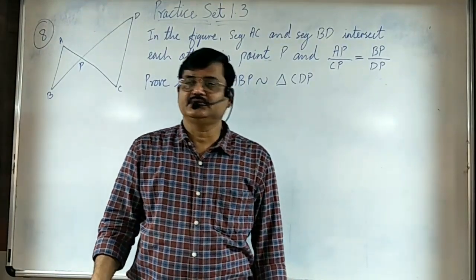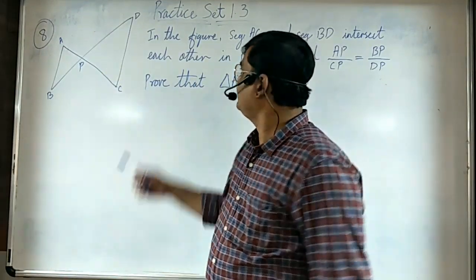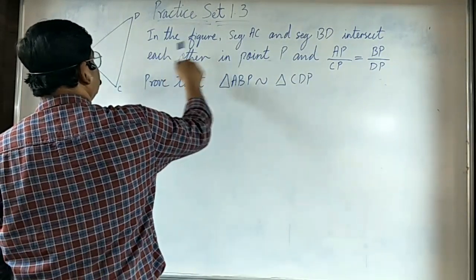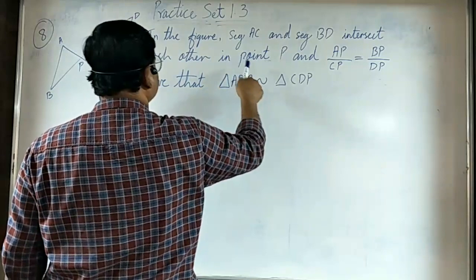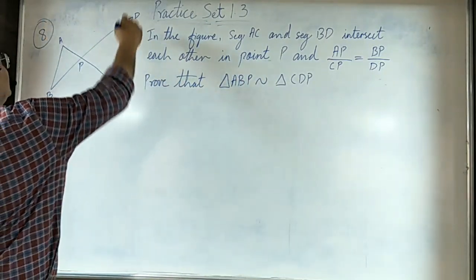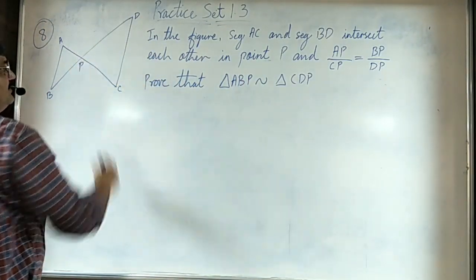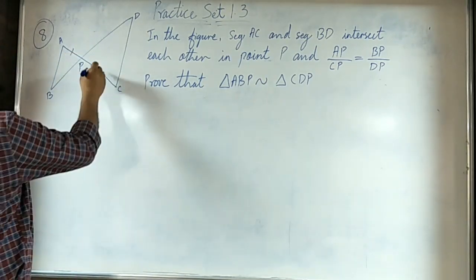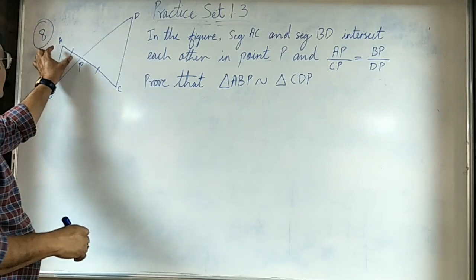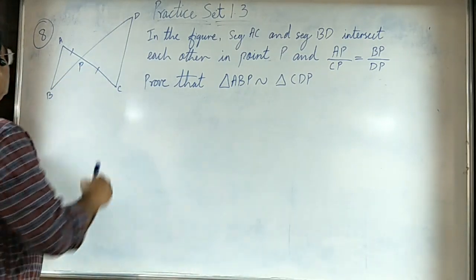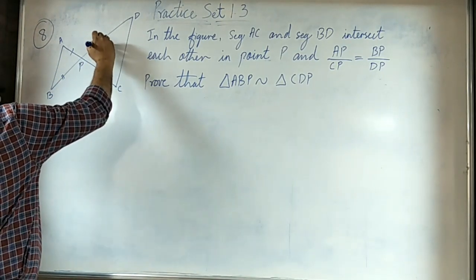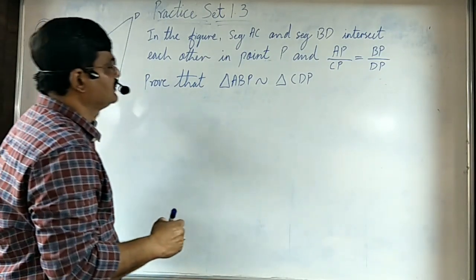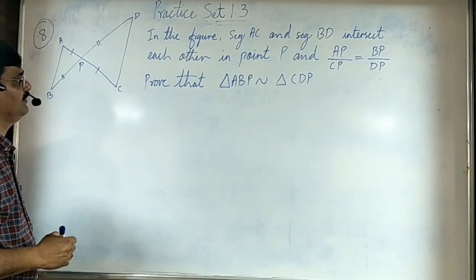Okay students, now let's go to question number 8 of practice set 1.3. In the figure, seg AC and seg BD intersect each other at point P. They have given that the ratio AP upon CP is equal to BP upon DP. The ratio of these two corresponding sides are equal. They have given it over there.